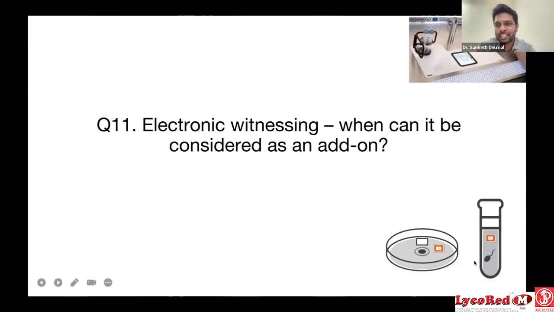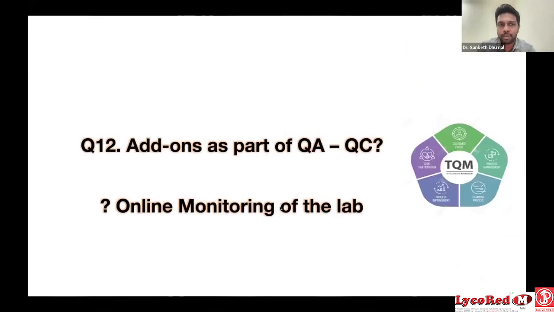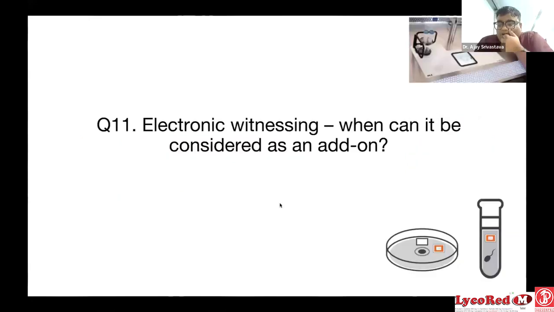So, anybody else, any experiences with witnessing? Horrible. Yeah, so still this is an add-on, and it is good for patient satisfaction only. No, madam, patients got confused.